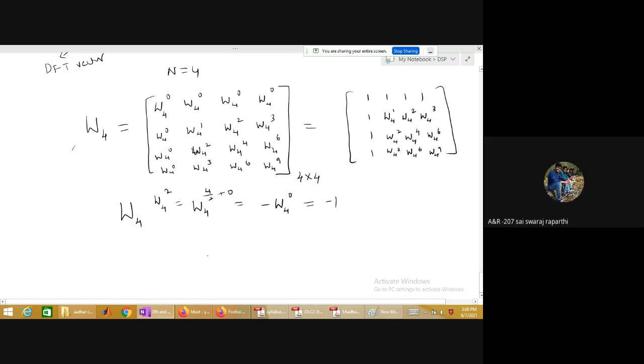Is it okay or not? Okay, sir. Next, W4 power 3. How do you write it? W4 to the power of 4 plus 0? Correct or not? Can I write this way? Yes, sir, we can write. Then W4 power 4. How do you write?